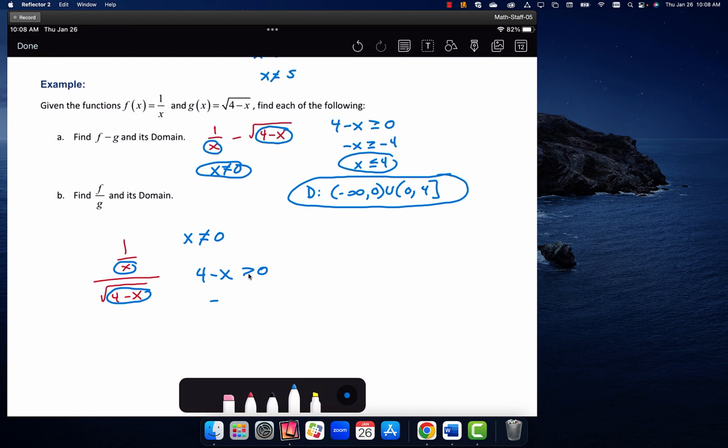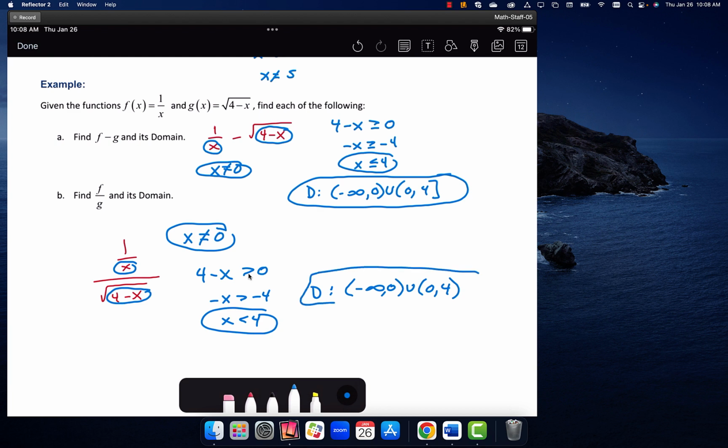Continue solving. Negative x is greater than negative 4, and x is less than positive 4. So essentially, it's the same thing as what we had earlier. We have x can't be 0, and x has to be less than 4. The only difference is we can't include the 4. So our 4 will have a parenthesis rather than the bracket from earlier.